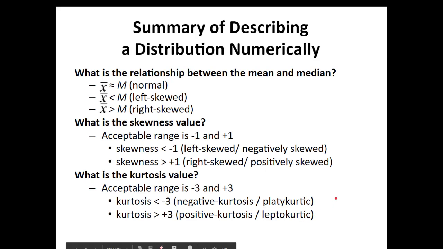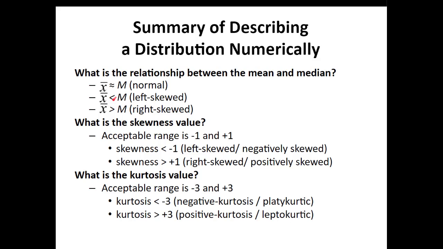We also want to check the data numerically. We want to check three things. You can check these in any order. I'm just going to go ahead and do it this way. I'm going to check to see what is the relationship between the mean and the median. If the mean, X bar, is approximately the same as the median, then I have some evidence my data is normal, symmetrical. It's got the shape of the normal curve or the bell curve.